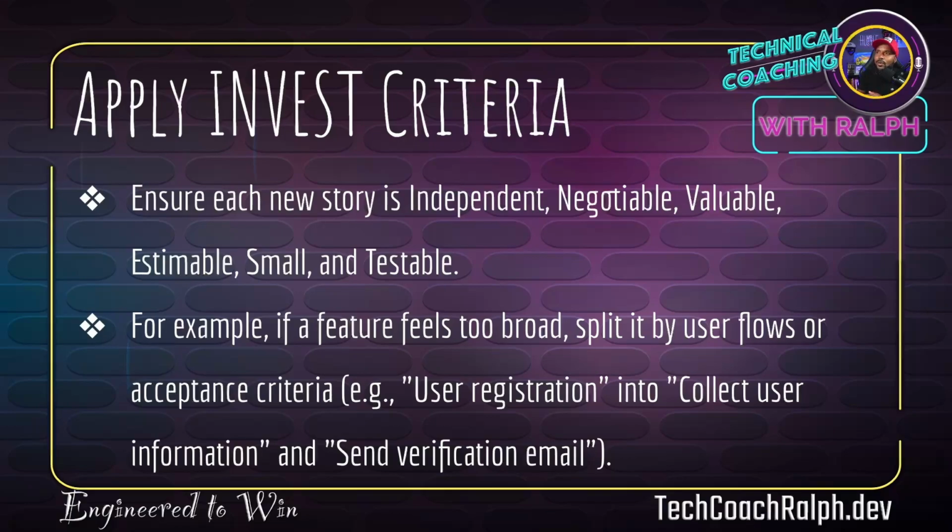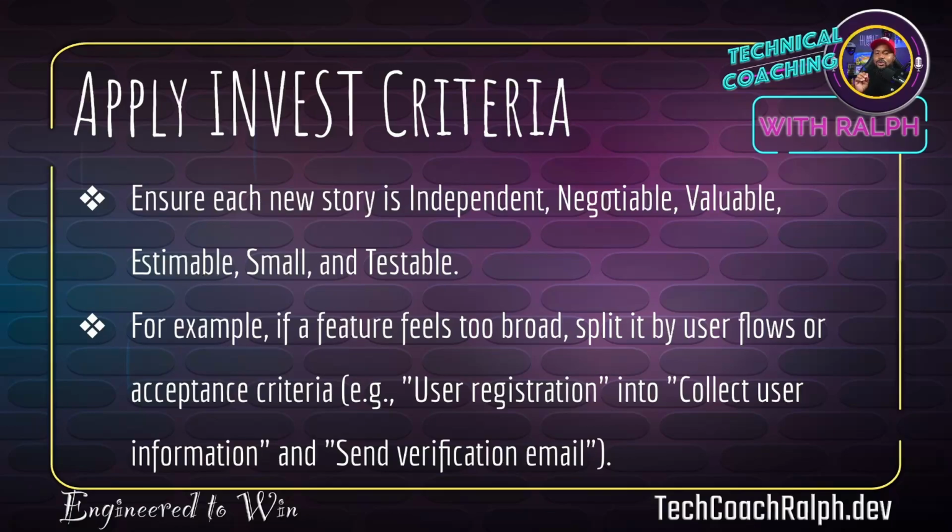Has to be small. You're not going to say, oh, I'm just going to build the whole thing in one story. It doesn't work that way. And it has to be testable. How can we make sure this works? Are we able to use the acceptance criteria to build out our test case? This is the checklist that needs to pass for us to know that this is functional, right? So for example, if a feature feels too broad, split it by user flows or acceptance criteria.